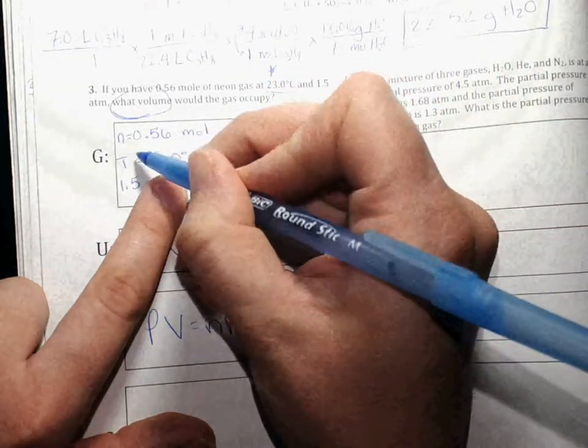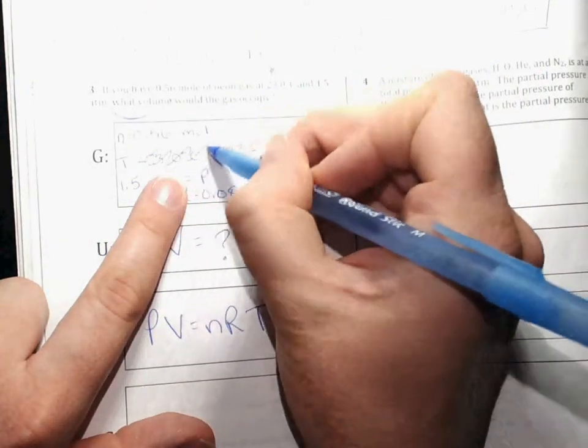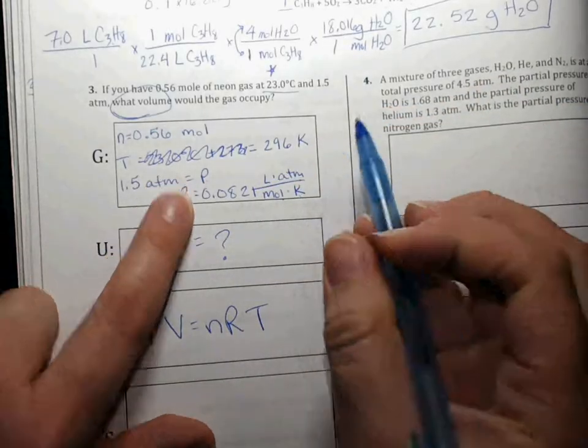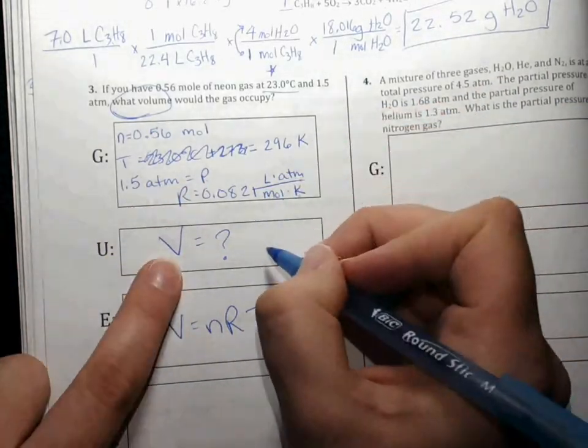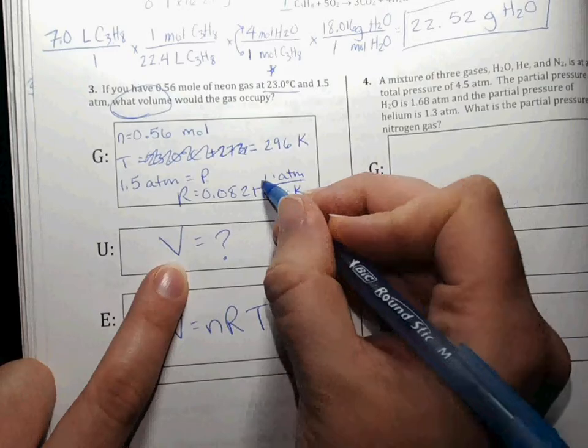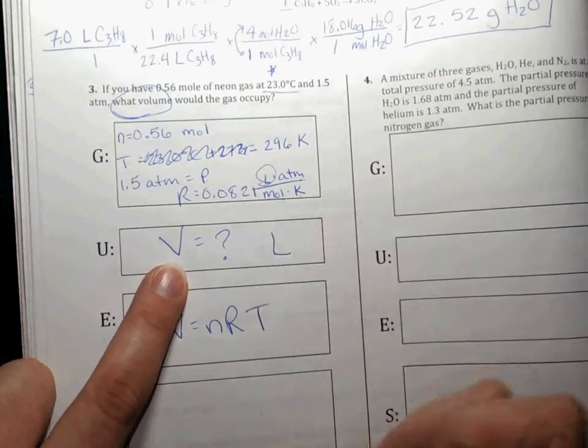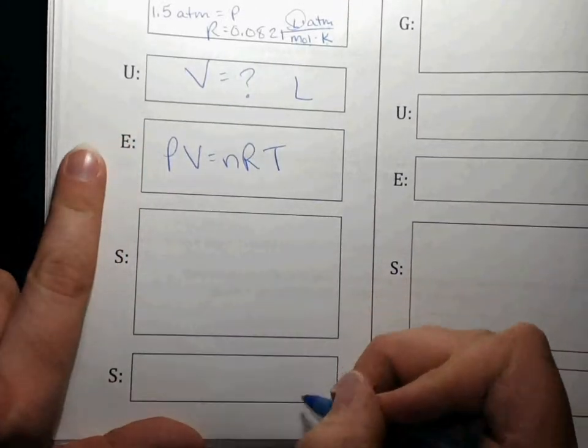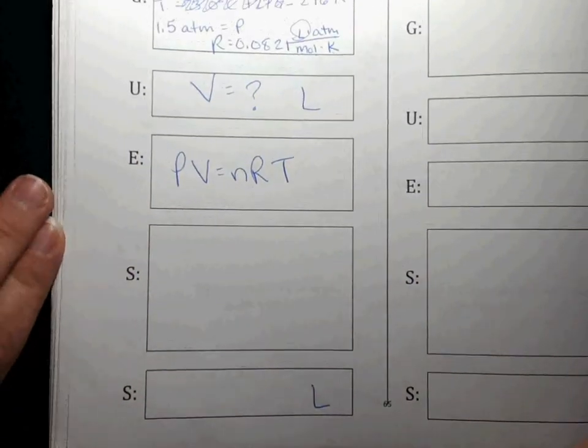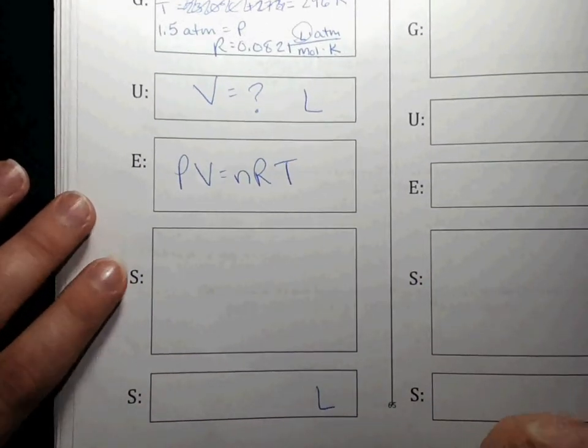And then we don't need the Celsius anymore. Notice this set of units also tells us what the volume should be. This uses liters, so our volume needs to be liters. And that means our answer also needs to be liters. From here we can plug everything in.